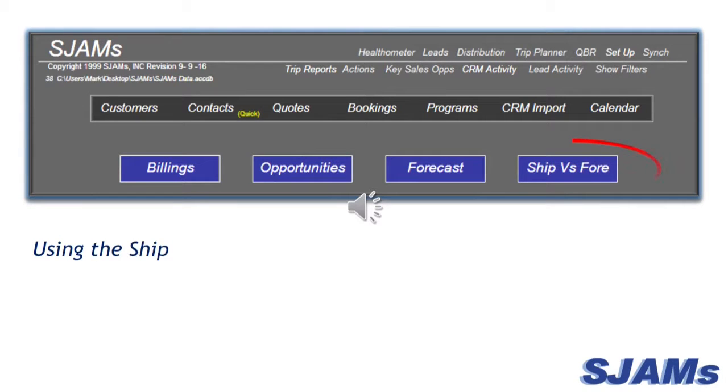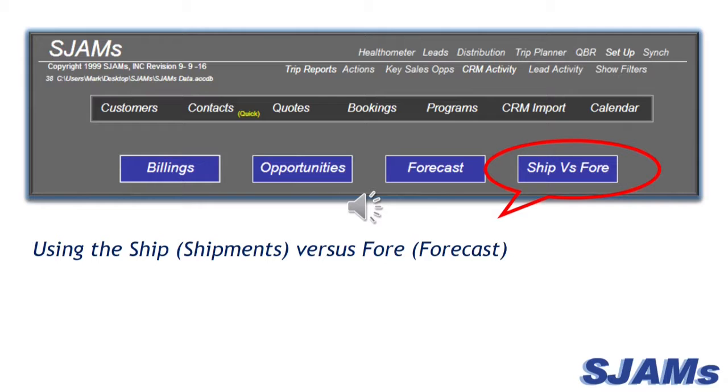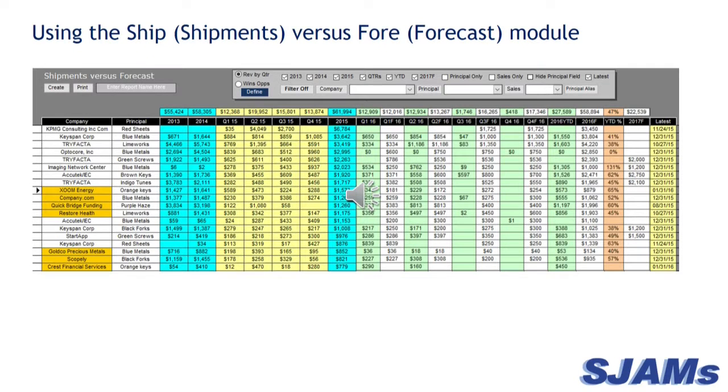In this presentation, we will show you how to use the shipment versus forecast views in SJAMs. Clicking on the Ship versus Fore button will open the following view. The Ship versus Fore module imports all of the shipment data, forecast data, and Opti data into one temporary table. There is a lot of data being processed, so the form may take a few moments to open.